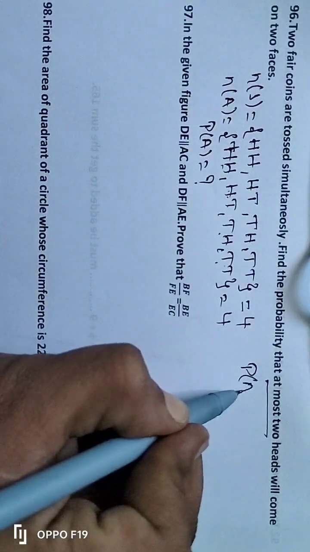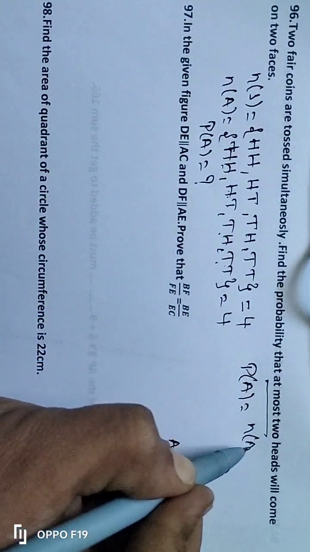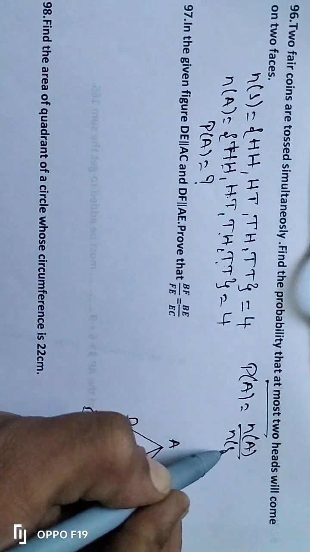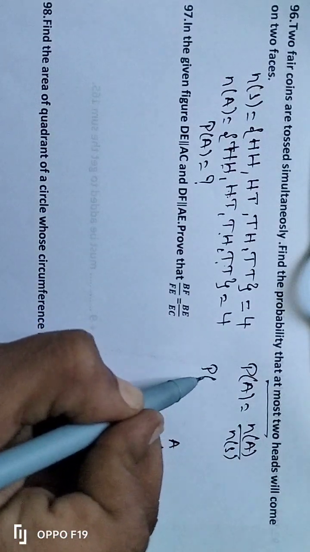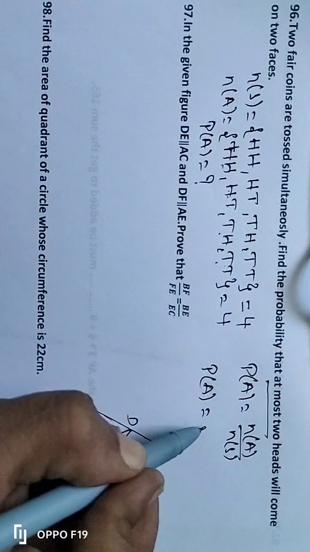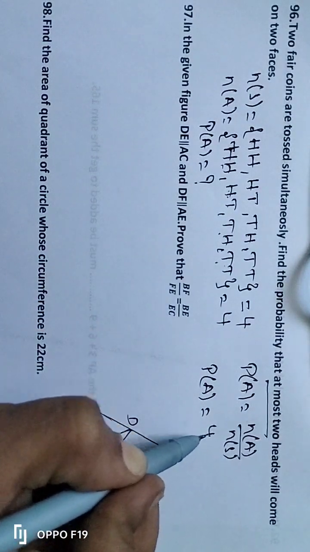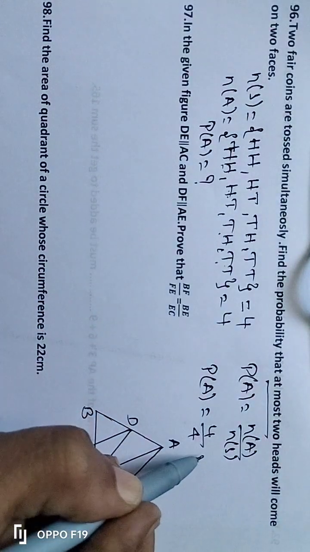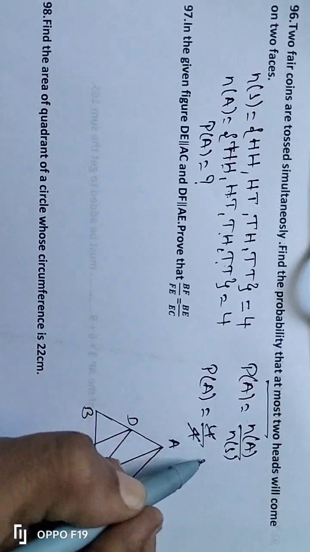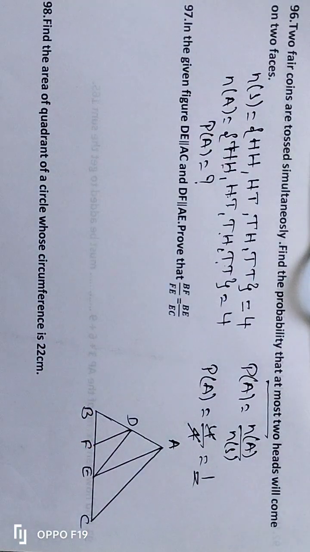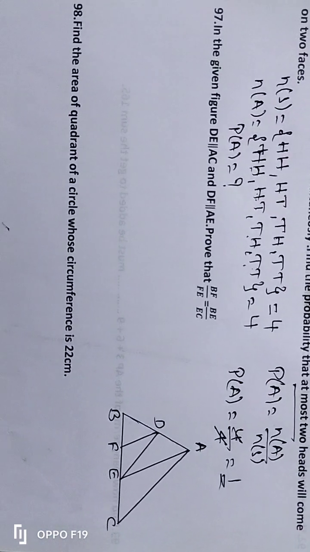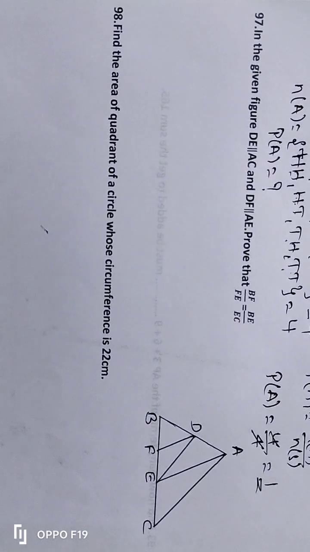So P of A is equal to N of A divided by N of S. Therefore, P of A is equal to N of A is 4 and N of S is 4. 4 ones are 4, so the probability is 1. That is, it is a sure event, or certain event.